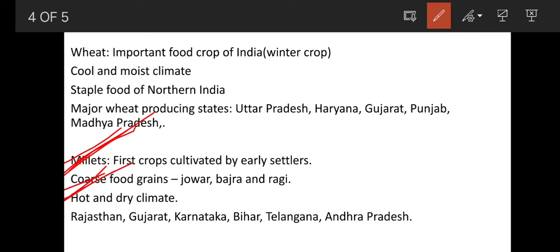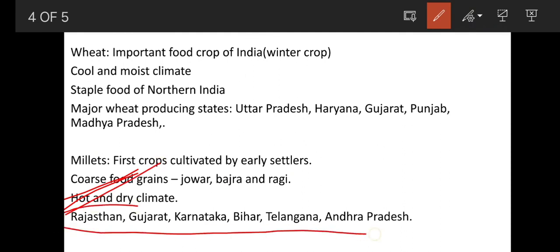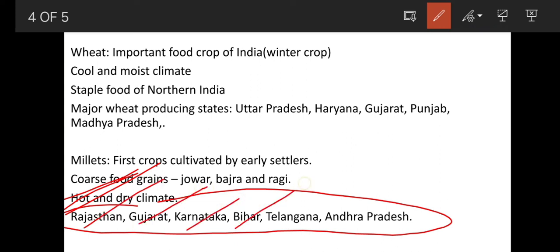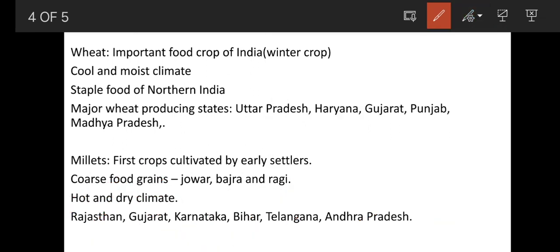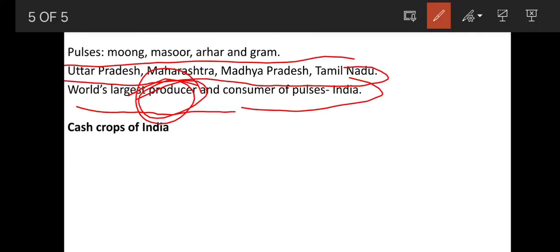Some of the examples of millets are jowar, bajra, ragi. And what is the climate required for growing millets? The climate should be hot and dry. Millets grow well in hot and dry climate. Some of the millet producing states are Rajasthan, Gujarat, Karnataka, Bihar, Telangana, Andhra Pradesh. These are some of the states where millets are grown. So I hope you understood about wheat and millets.